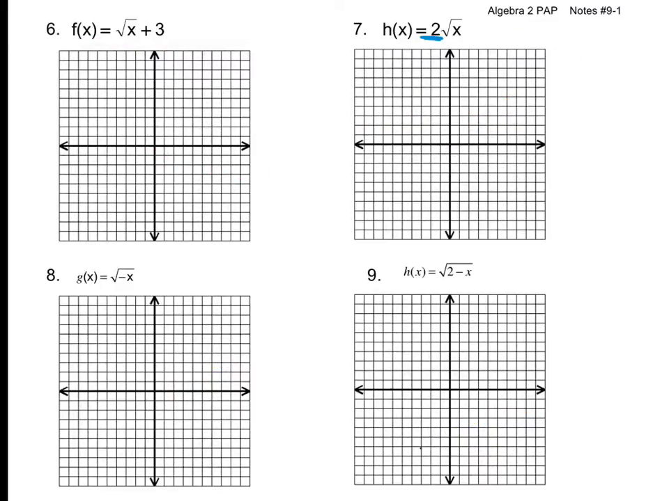Alright, now we have a +3, so as you would expect, this is the same square root curve, but it's going to move up 3 units. So our new starting point is 3 units from the origin, up. Then we go over 1 and up 1 from the starting point, over 4 and up 2, and over 9 and up 3. And draw it in.